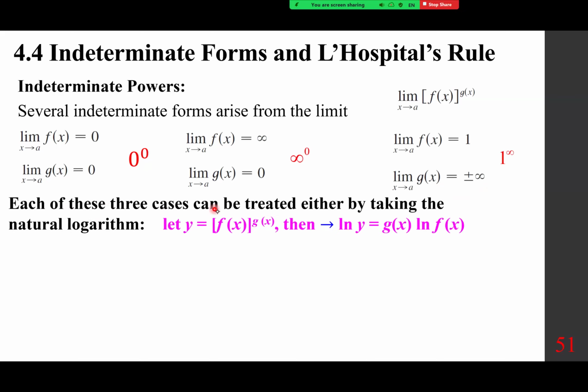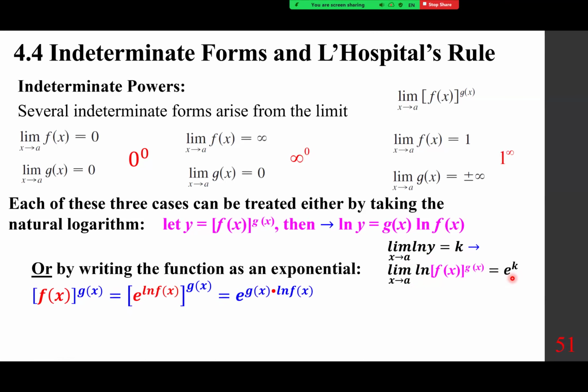Each of these three cases can be treated by taking the natural log. Let y be f of x to the power of g of x, and then ln y is g of x times ln of f of x. So if the limit of ln y as x approaches a is k, then the limit of f of x to the power of g of x as x approaches a becomes e to the power of k, if you go that route.